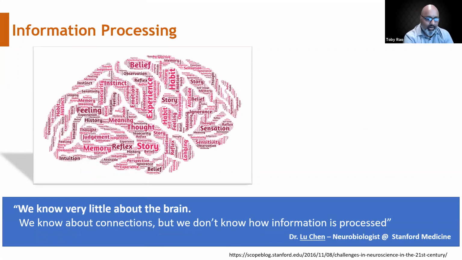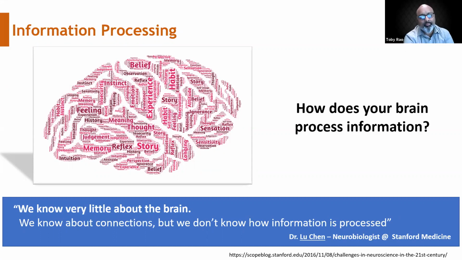So now from Stanford Medicine, Dr. Lu Chen wrote a few years ago. I'm going to share these slides, and most of my slides have links to it. And I did a good amount of research on this stuff. So Dr. Lu says that we don't know much about the brain. We know how it's connected, but we don't know how the information is processed. I mean, that's a huge thing for somebody who is a neurobiologist at Stanford Medicine. And this is a published paper. And this picture shows that there are hundreds or thousands of different things that can interact with that.